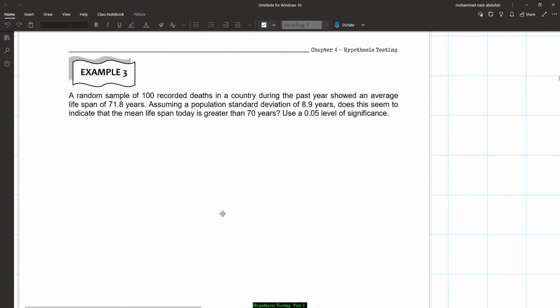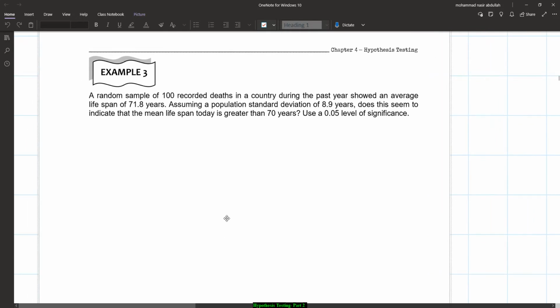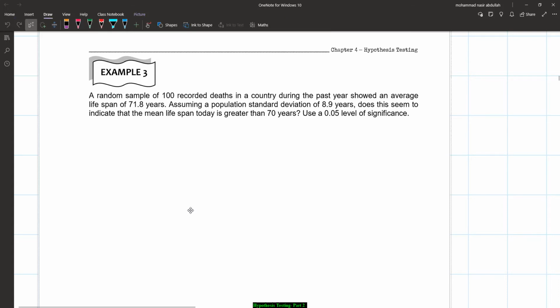So we have a lot of example. So we try to finish up all the example by today, right? So example number 3, a random sample of 100 recorded death in the country during past year shows an average lifespan 71.8 years. So assuming the population standard deviation, they give us the population standard deviation 8.9. That seems to indicate that the mean lifespan today is greater than 70 years. So use 0.05 level of significance.